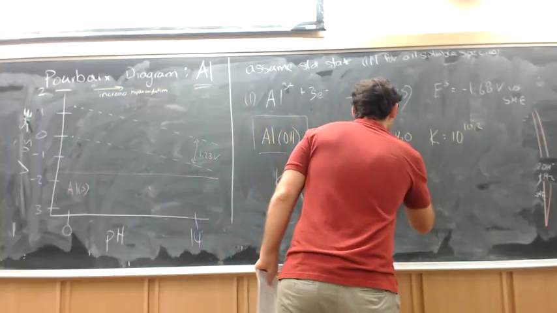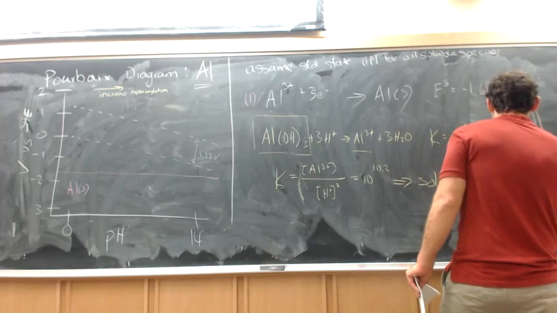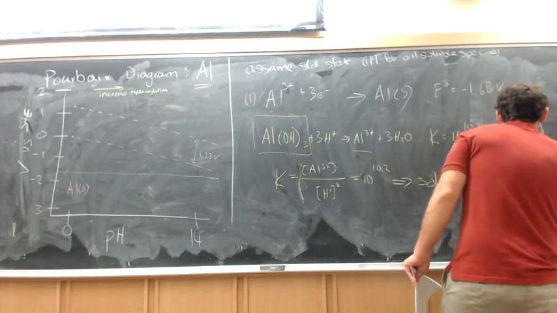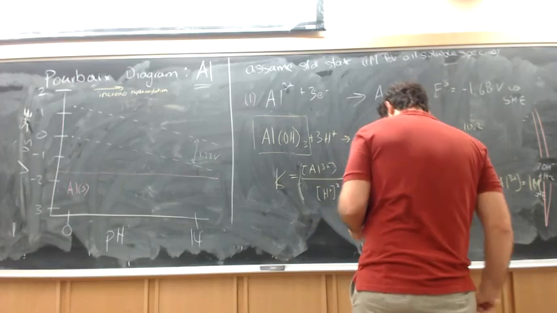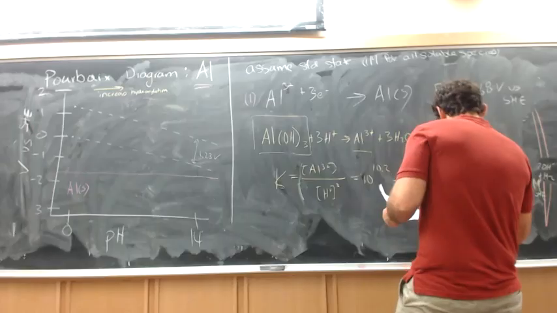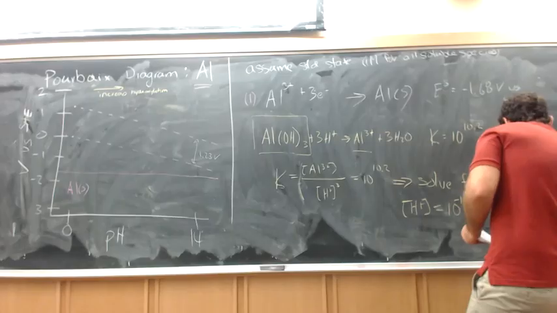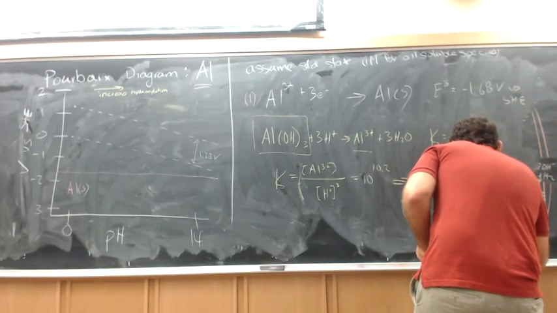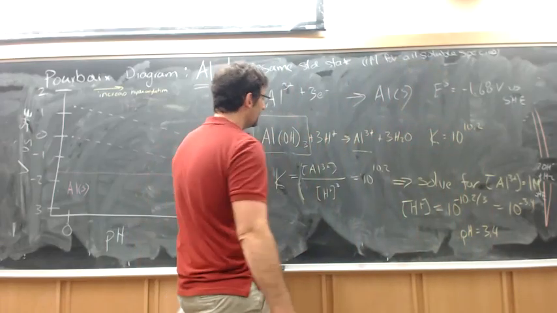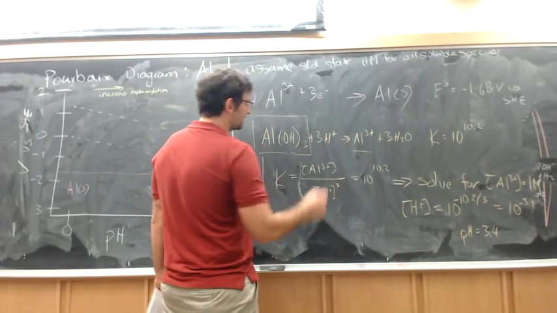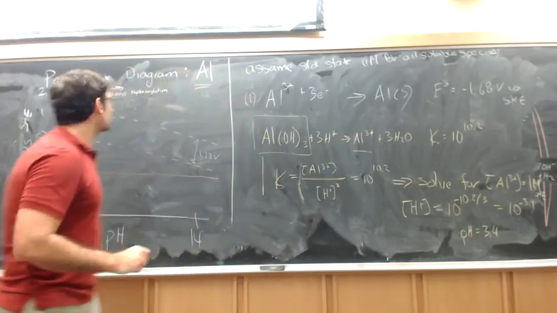So I can solve this. Solve for Al3 plus concentration equals 1 molar and get concentration of H plus. You find that it equals 10 to the negative 10.2 over 3 equals 10 to the negative 3.4, or pH equals 3.4. So you can do the math, but it's basically just solving this equilibrium expression for what's the proton concentration when Al3 plus is 1 molar in equilibrium with aluminum hydroxide.